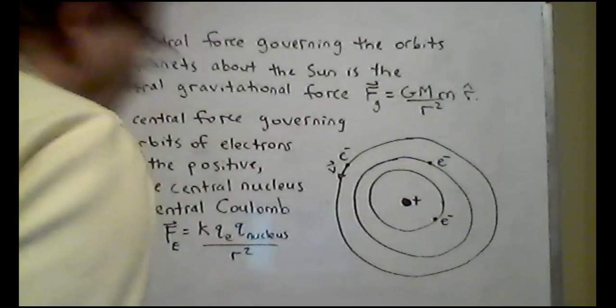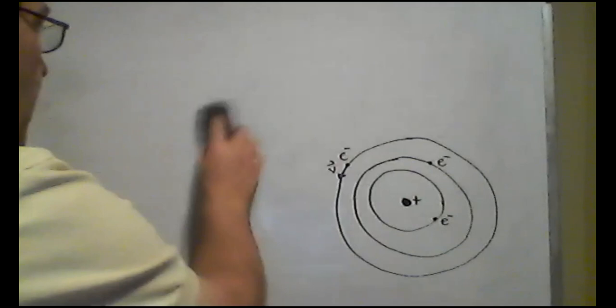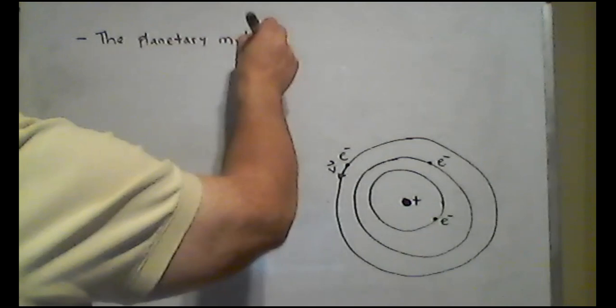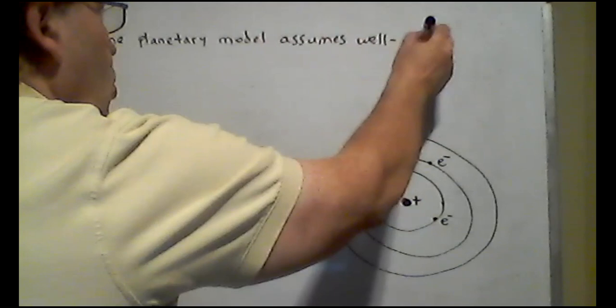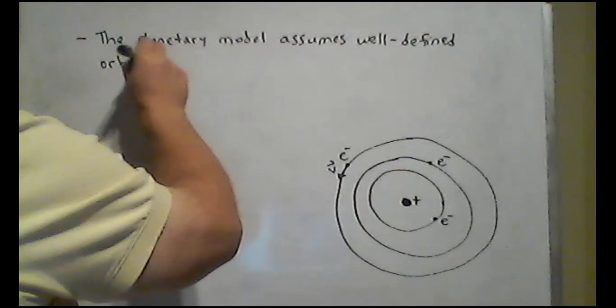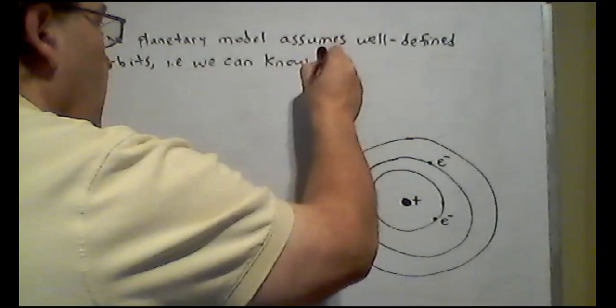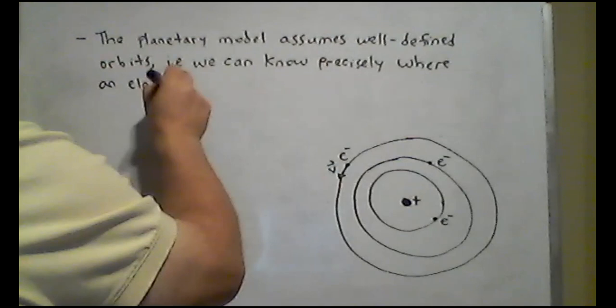So the issue with this model right off the bat, again, it's exciting to see that we have this planetary model, and it's very compelling, the comparisons I've made already, right? But the planetary model assumes well-defined orbits, i.e., we can know precisely where an electron is. The Heisenberg uncertainty principle states that this is impossible.